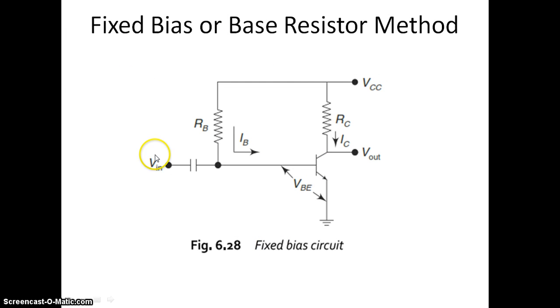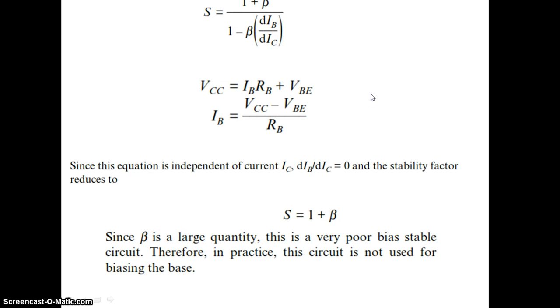Now let us consider the biasing methods. First let us see the fixed bias method. In the fixed bias method, a base resistor is connected from the base to the power supply VCC. This is the circuit for the fixed bias circuit, and let us derive the expression for stability factor: S equal to 1 plus beta by 1 minus beta into dIB by dIC.